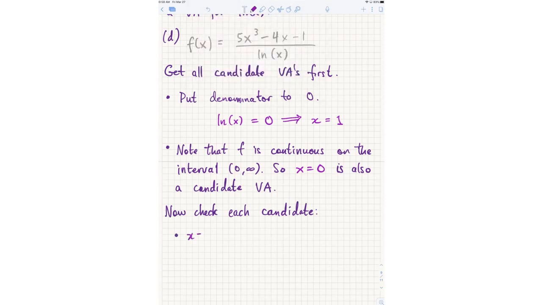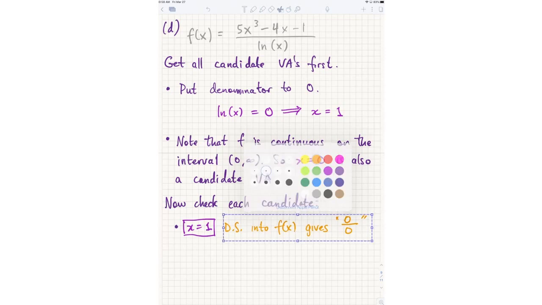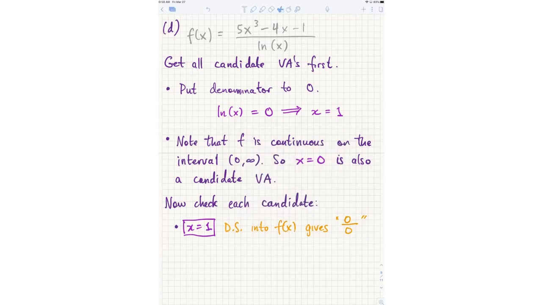All right, so x equals 1. As someone actually already noted, if I substitute x equals 1 into this function, I actually get 0 over 0. I don't get a non-zero number over 0. So direct substitution into f of x gives 0 over 0. That does not mean vertical asymptote, right? It means it might be a vertical asymptote, it might not be. You don't know yet. So I need to use L'Hopital's rule to double check. Do I really have a vertical asymptote?